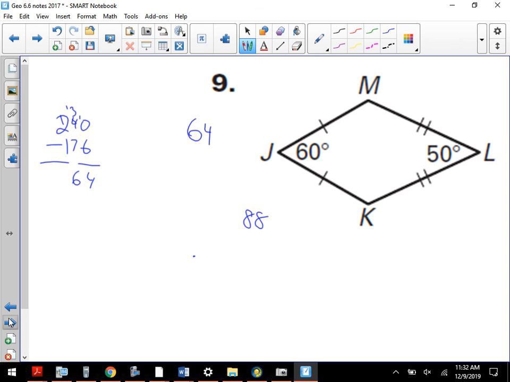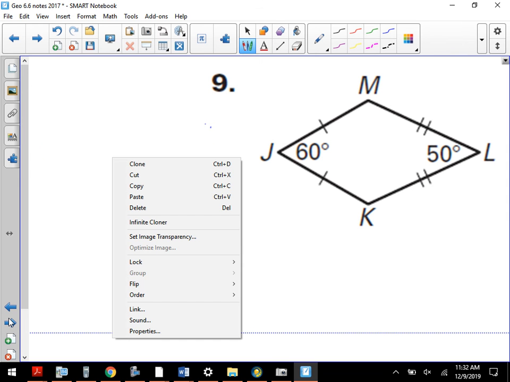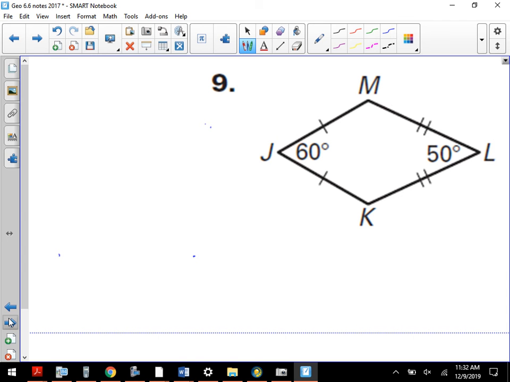Now in this case, angles M and K still have to be congruent to each other. But what would you do? They have to be the same. How many degrees are in a quadrilateral? 360. What's 60 and 50? Back out the 110, and you're left with 250. What does each angle have to be? You cut it in half, and you get 125.